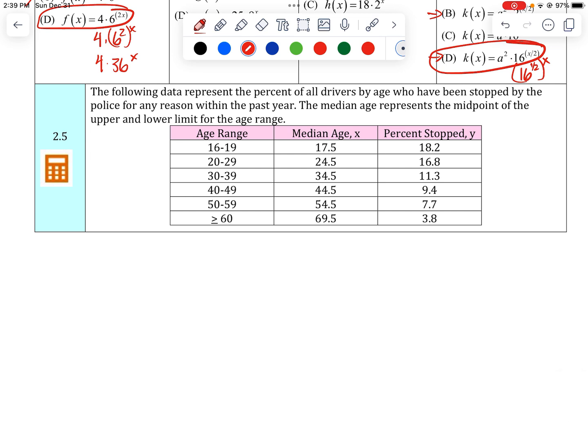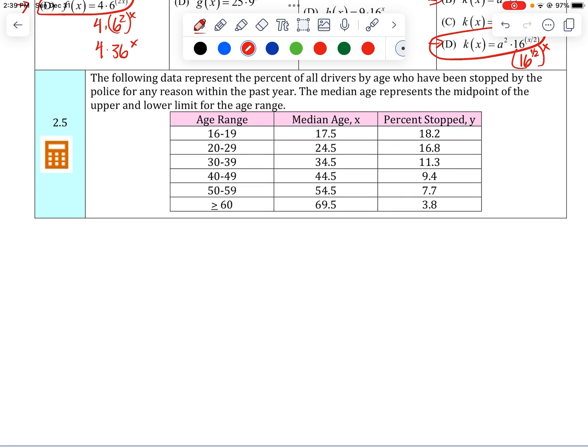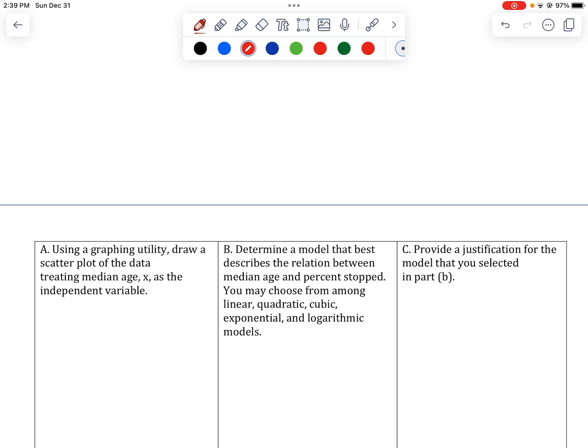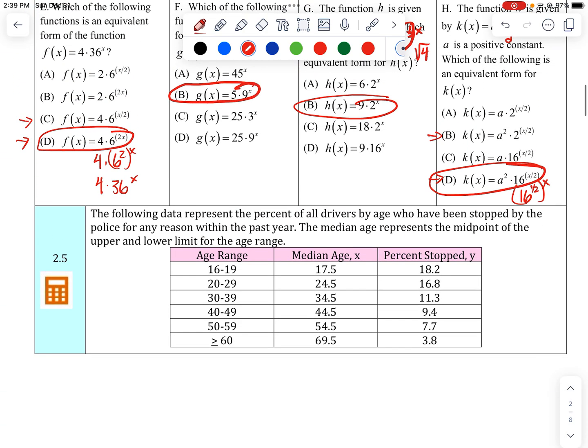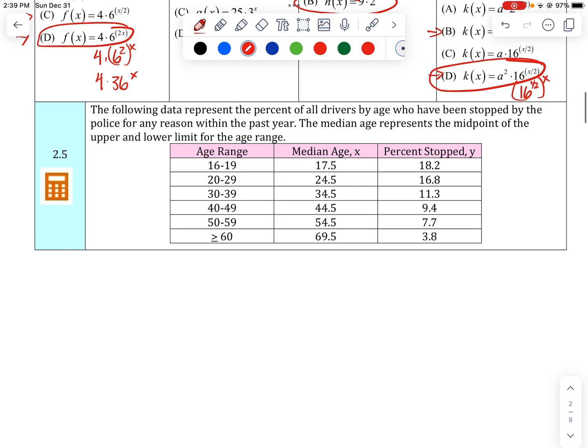And let's take a look at 2.5. The following data represents all drivers by age who have been stopped by the police for some reason within the past year. The median age represents the midpoint of the lower and upper limit of the age range. Plot on a graphing calculator. Okay, so what I want you guys to do is plot this on the calculator. I'm going to pause. If you guys aren't sure how to do this, you're going to have to go to the calculator help videos and watch that.